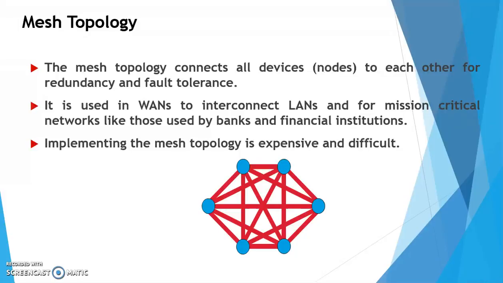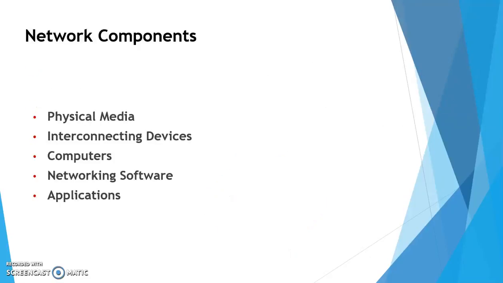Mesh topology. It connects all devices, that is nodes, to each other for redundancy and fault tolerance. It is used in WANs, that is wide area networks, to connect the local area networks and for mission critical networks like those used by banks and financial institutions. Implementing the mesh topology is expensive and difficult.